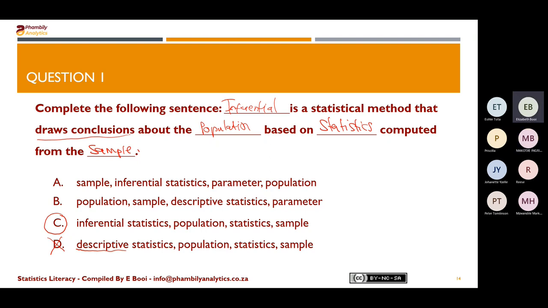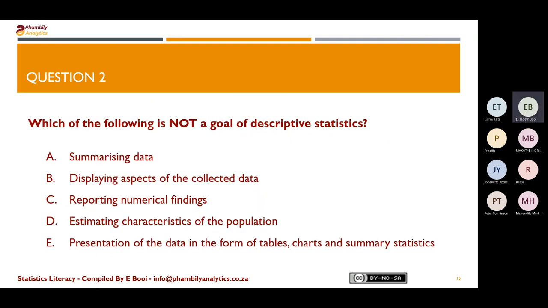And that was the first few slides that we looked at. Okay, moving on to question two. Which one of the following statements is not the goal of descriptive statistics?